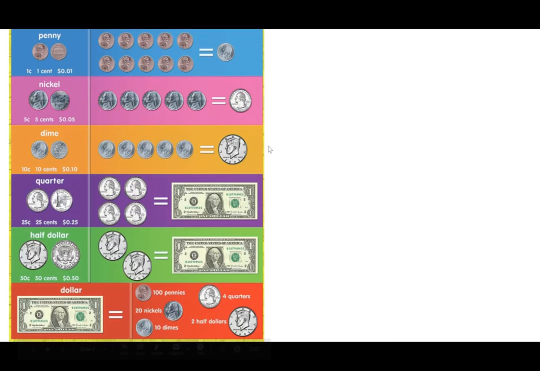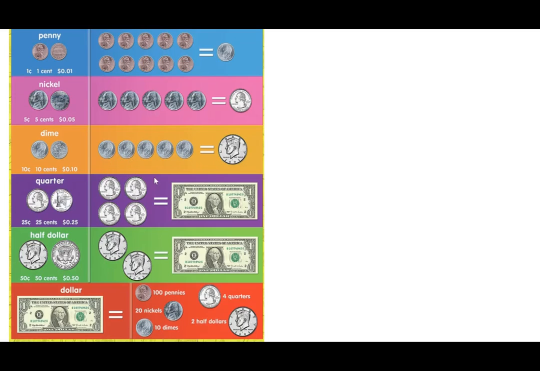Now, here are some values to help you count. A penny is worth 1 cent, so you would be counting by ones. A nickel is worth 5 cents, and this is when you would count by fives. So 5, 10, 15, 20, 25, which is the same as 25 cents, a quarter. Dimes are worth 10, so you would be able to count by tens.